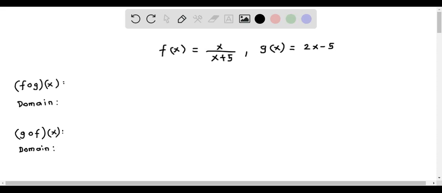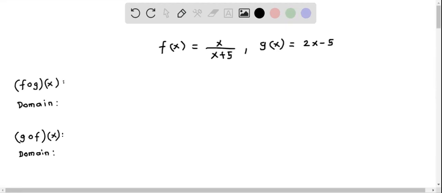We are given the functions f of x and g of x, and we have to determine the composite function f o g of x as well as its domain, and g o f of x as well as its domain. So first let's find f o g of x. So I write down f o g of x. This is basically equivalent to f of g of x.